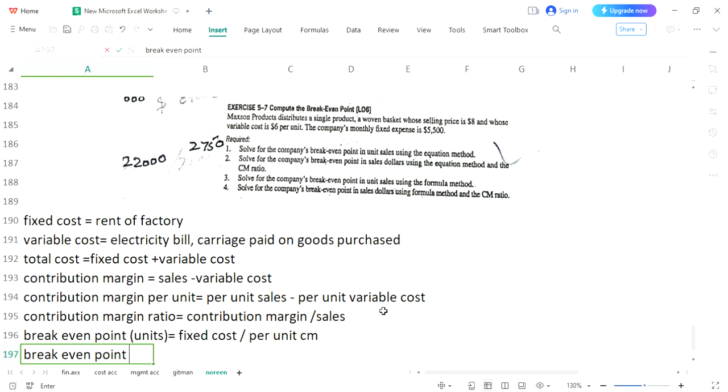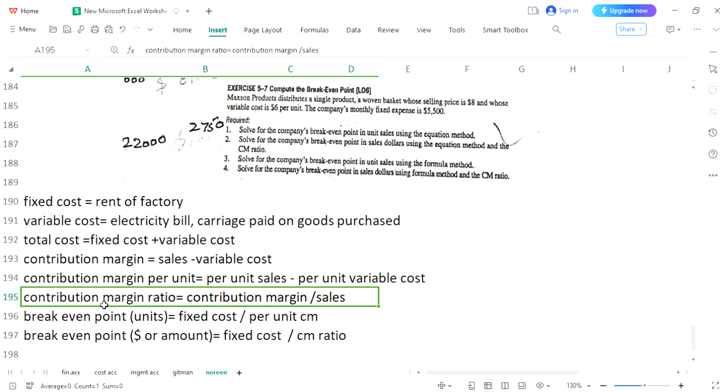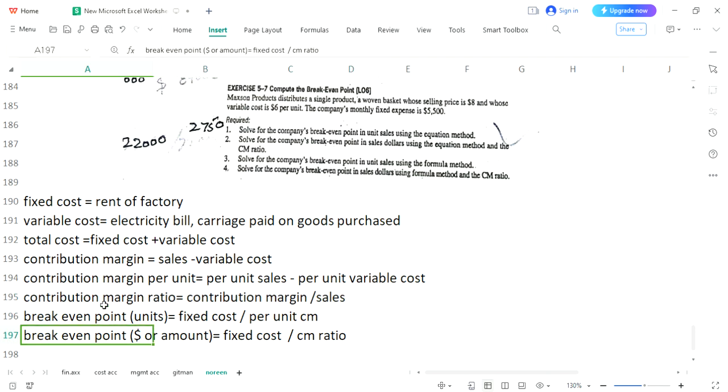And then we have discussed break even point in terms of dollar, in terms of dollar or amount. For that you will use your fixed cost and divide by CM ratio. CM ratio means contribution margin ratio, and here you can see we have already calculated and understood how to calculate contribution margin ratio. Same ratio will be used to calculate break even point in terms of dollar.